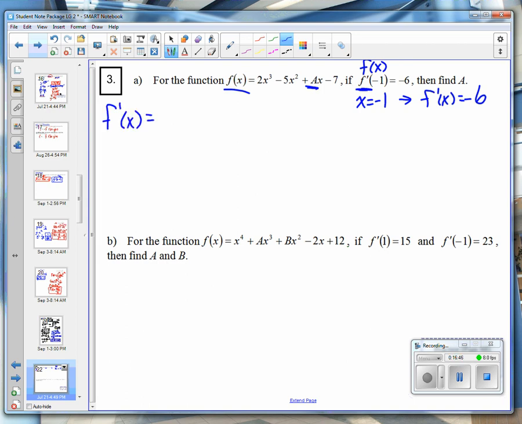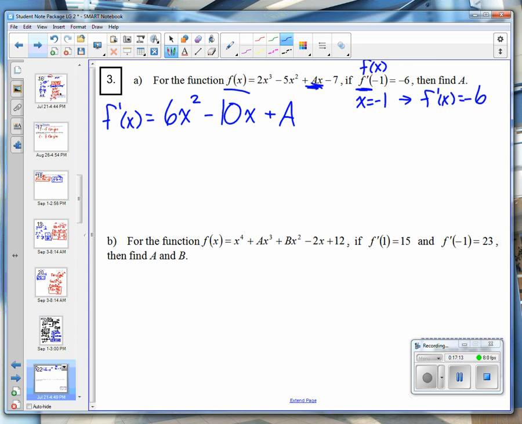So I've got 2x cubed, so that's going to become 6x squared, minus 2 times 5 is 10, x to the power of 1. Plus, now remember guys what happens when I've just got an x, I'm just left with the coefficient, just that a, and the x is going to disappear. And then I've got minus 7, and remember that's a constant, so minus 7 is just going to disappear as well.